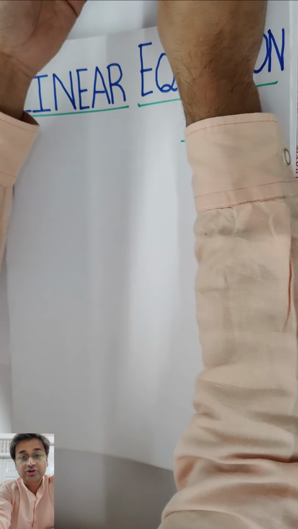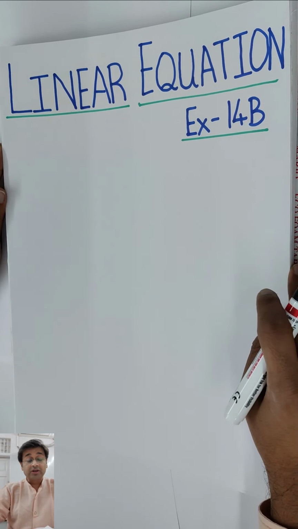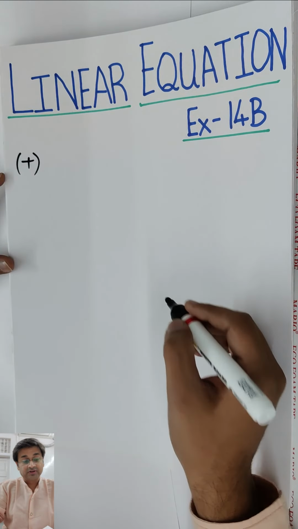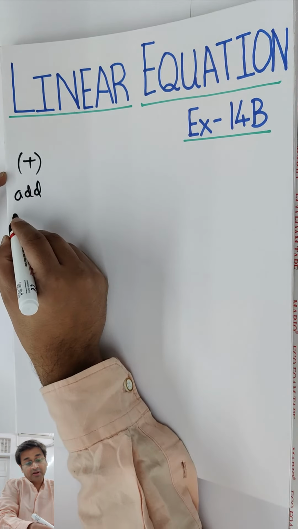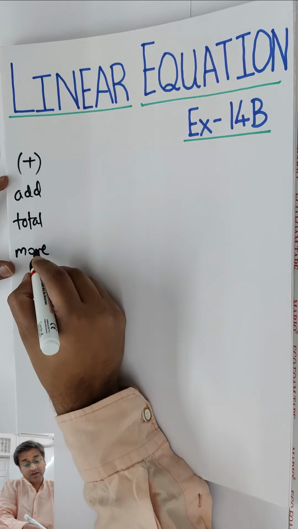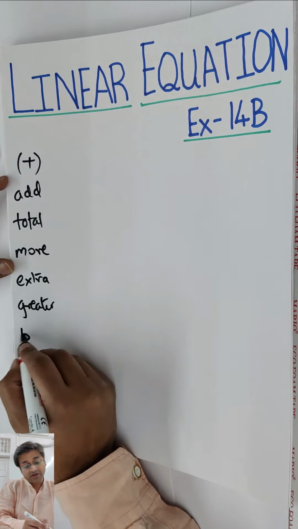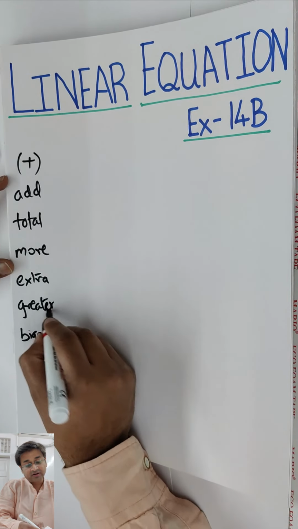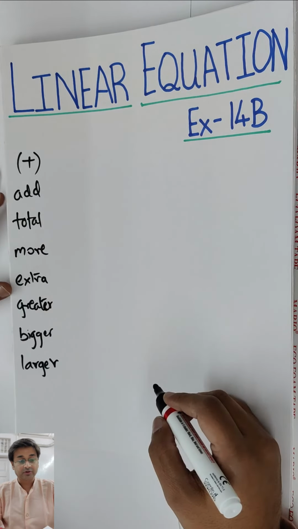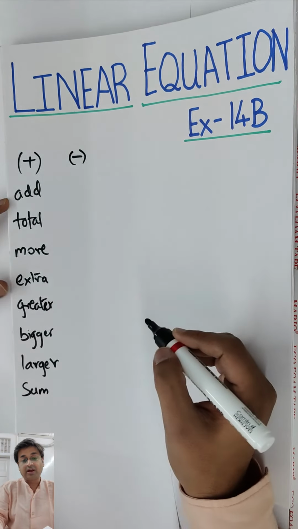There are some keywords which we should know very clearly, and once we know these keywords, the working is going to be very, very simple. For example, for a plus sign, what are the keywords? You can say add, total. Then what else? More, extra, greater, bigger, larger. These are a few keywords, and there would be more also. Likewise, for a minus sign, we have some keywords.